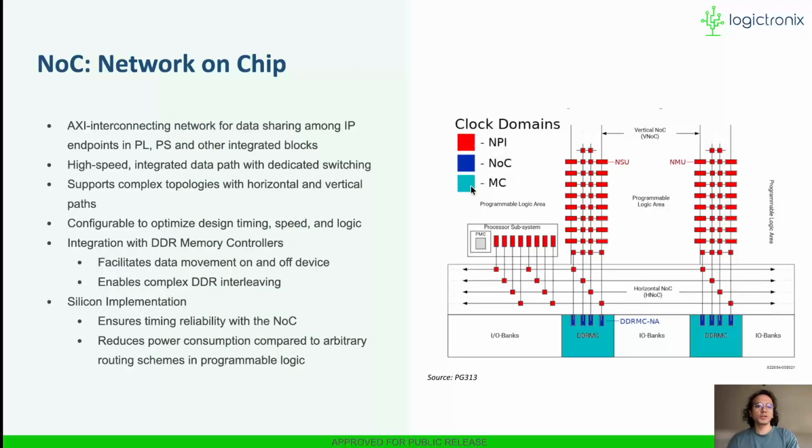Network on chip, or NOC, is the main highlight of this chip. It is an AXI interconnecting network for sharing data among different compute units like PL, PS, and other integrated blocks like DDR, PCIe. It is very high speed and has horizontal and vertical pathways for fast communication. The network on chip is directly implemented on silicon, which ensures timing reliability and also reduces the power consumption compared to routing through the programmable logic.